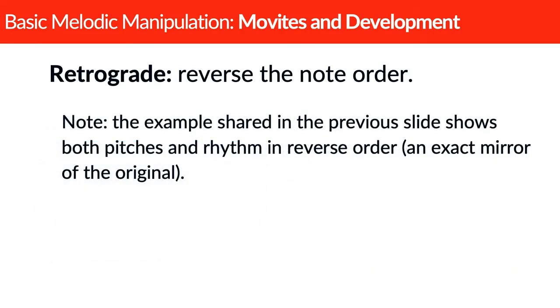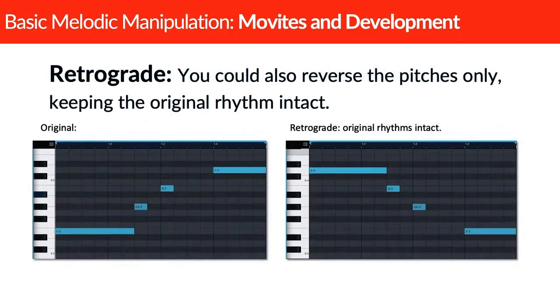Okay, this is just a little note about the fact that the rhythms are an exact mirror, or reverse order. So here's an example where we do the original and we just keep the rhythms intact. Again, this is exactly what I just explained. You've got the actual rhythms in this particular example exactly as they are in the original. It's just that the pitches have been reversed. So good to know.